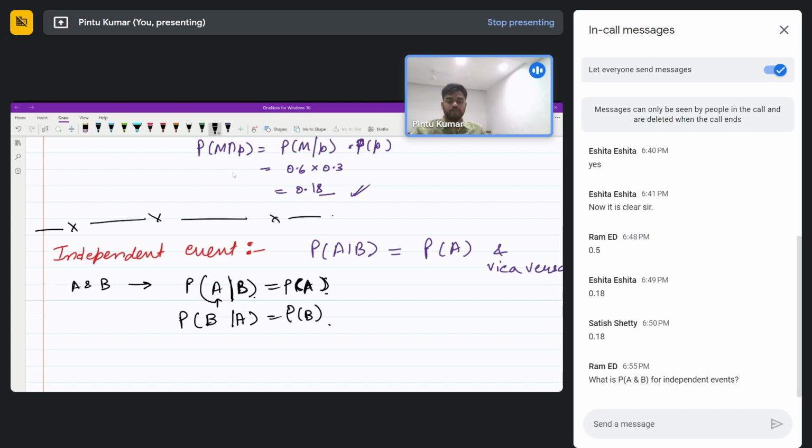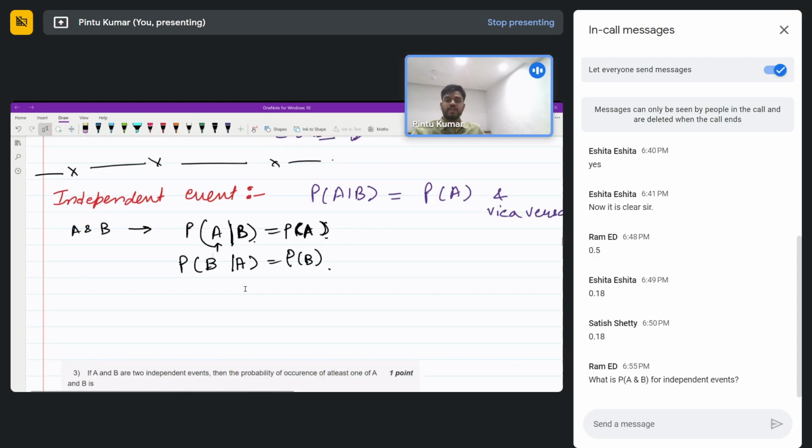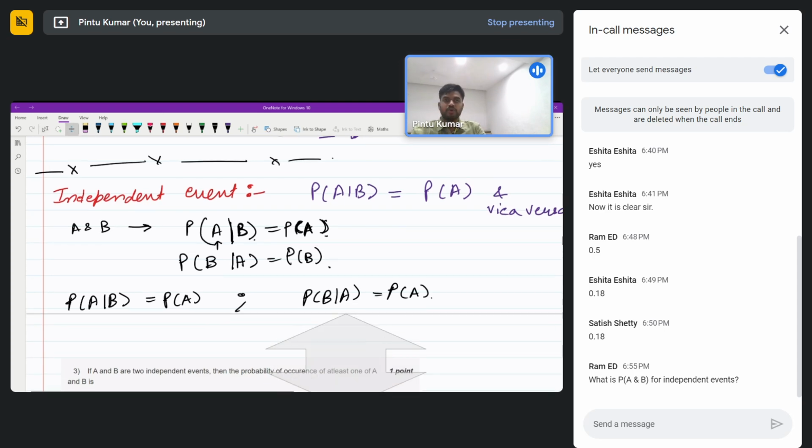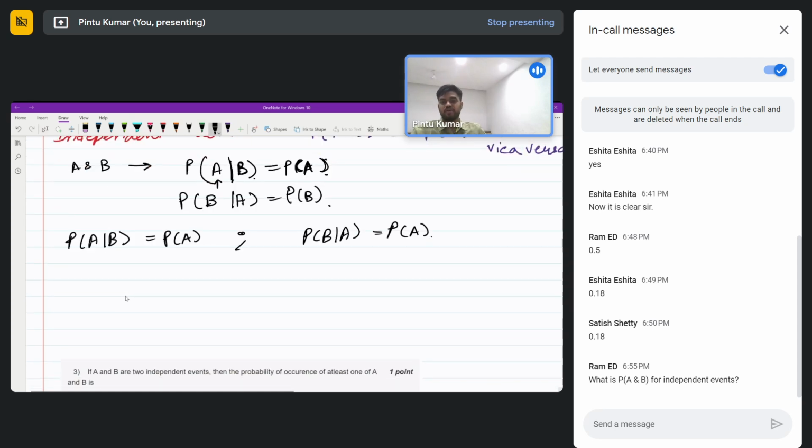So how do you intuitively define independent events? The probability of A given B is your probability of A, and your probability of B given A is the probability of B. Now let's look at this definition that I have written here. If you replace this by the formula of conditional probability, this is equal to probability of A.